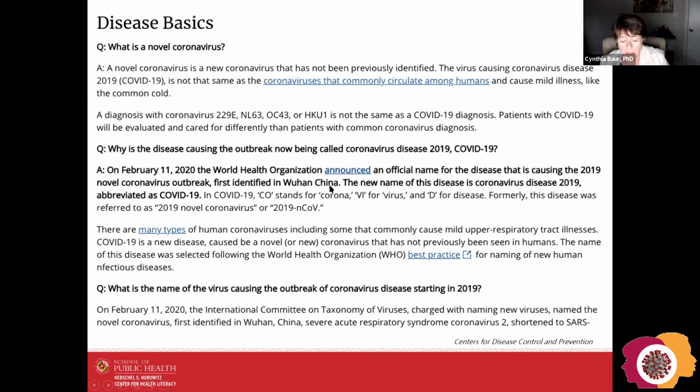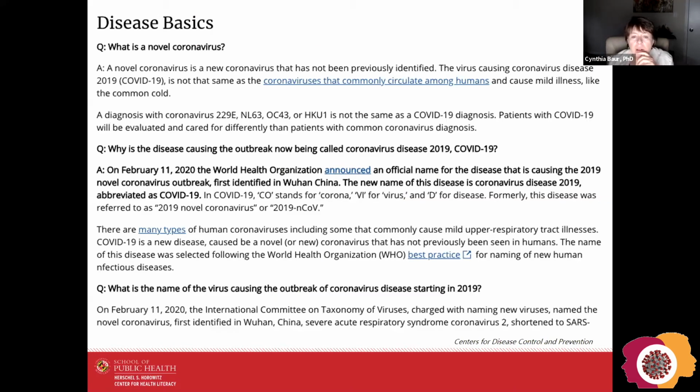So somebody said, who should we trust? This was a page that I took from the Centers for Disease Control and Prevention in mid-February when I did a presentation here in College Park. And this was what was available on the website at the time. Very typical to start with a definition. What is a novel coronavirus? Why is the disease causing the outbreak? What is the name of the virus?